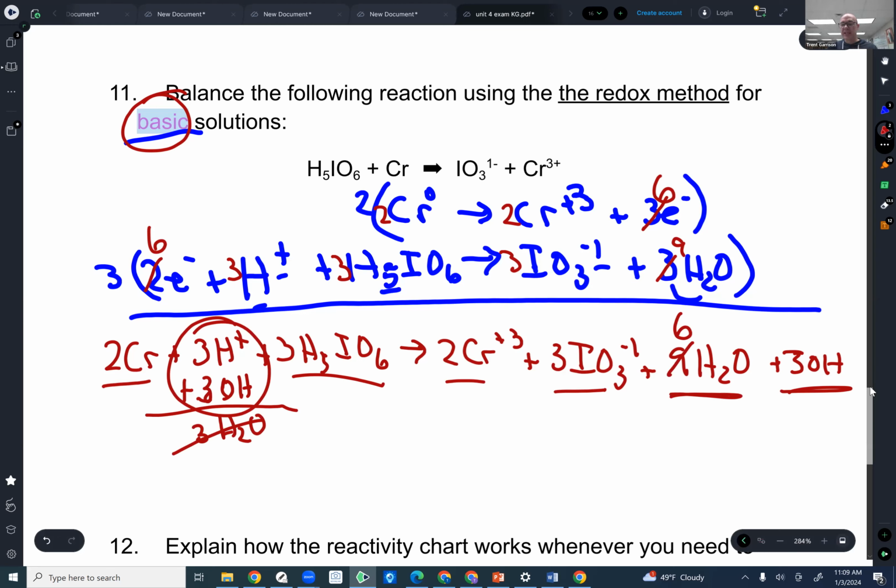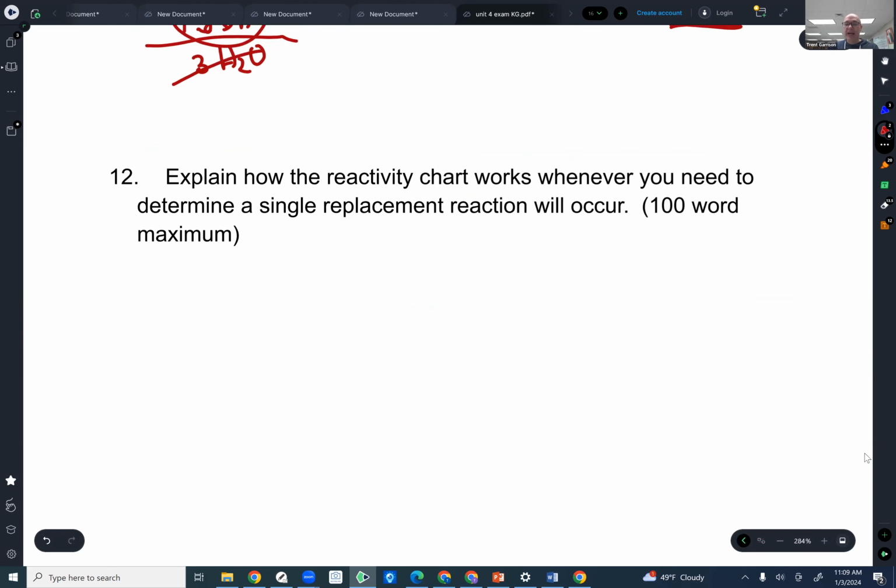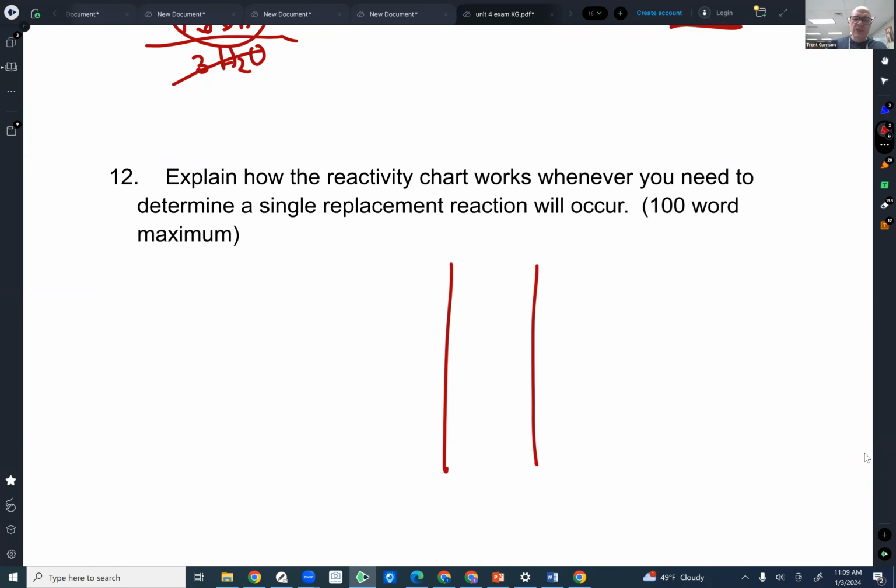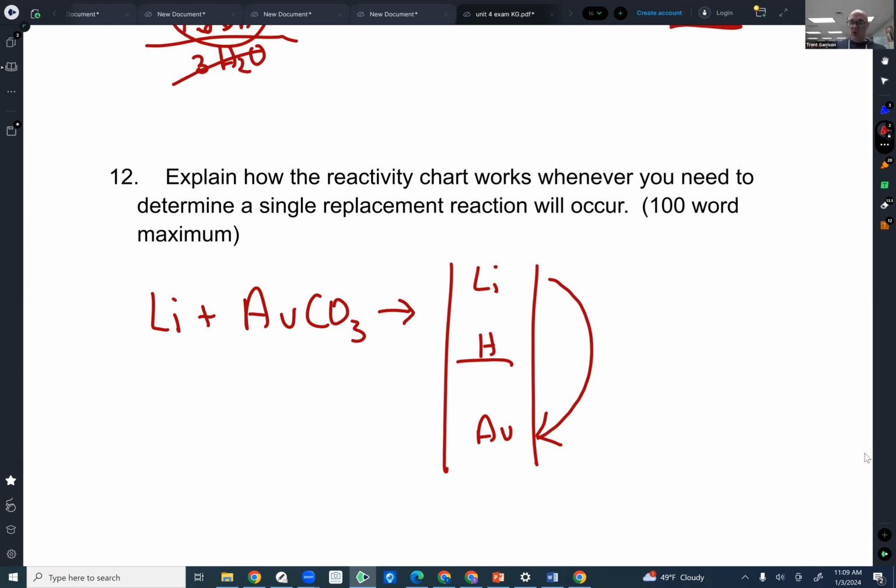Okay, number 12, last question. Explain how the chart works. So in your chart, somewhere in the middle was hydrogen. And then you had very reactive metals and you had lower reactive metals. For you to make a reaction, lithium plus gold carbonate, I don't even know if that exists. Will this reaction occur? Yes, because the element is higher on the chart than the element it's replacing. So this could make lithium carbonate and separate the gold out.